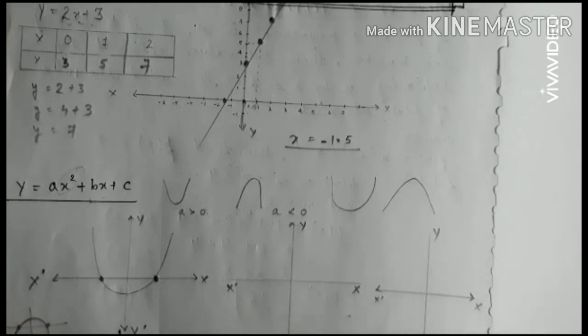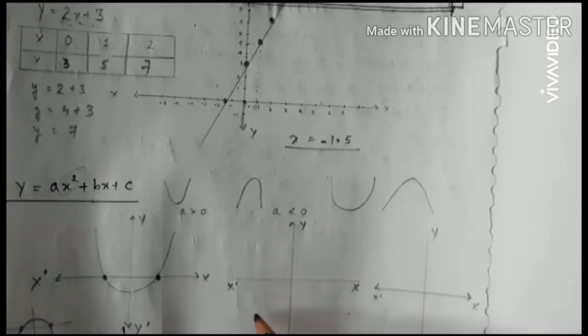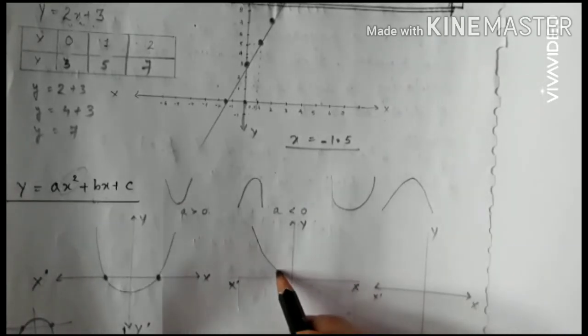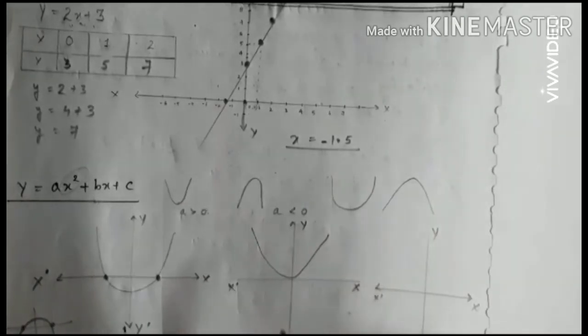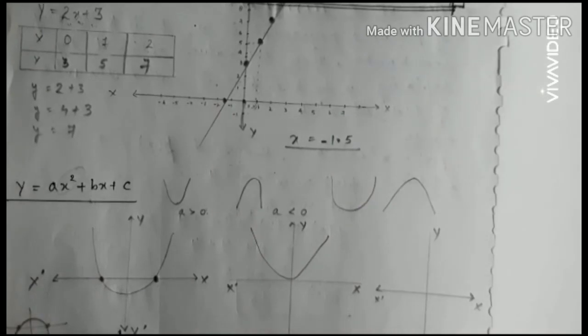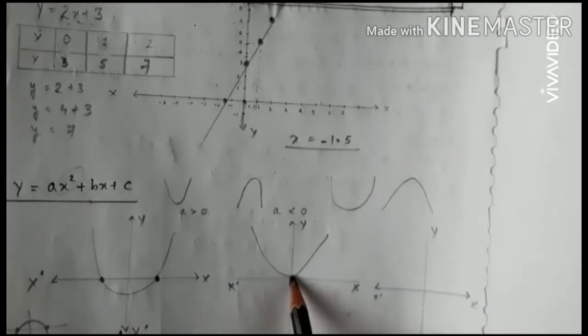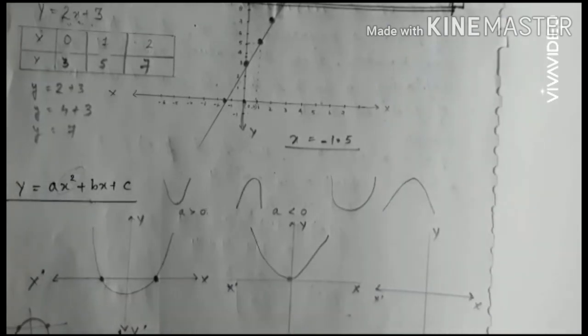Now if the parabola is like this, how many times does this parabola touch the x-axis? Only at 1 point. So the number of zeros will be 1.